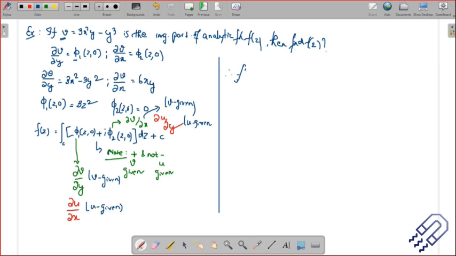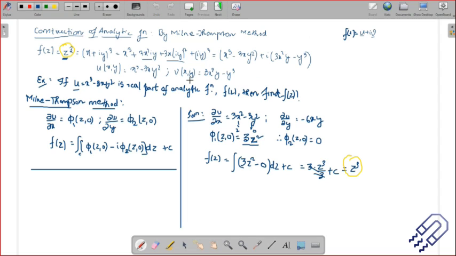So if I want to find out f(z), we write it as the integration of phi 1. Our phi 1 is 3z square, phi 2 is 0, so I put it as 0 dz plus c. You also get the same answer, z cube plus c. Now you missed a trick here. If you remember the example that I discussed here, actually the v was 3x square y minus y cubed.